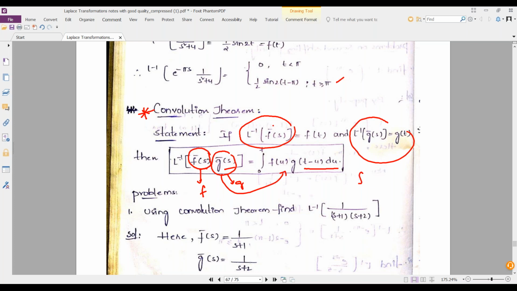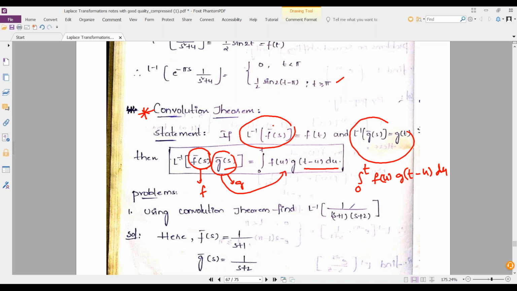Integral 0 to t: the output is always in terms of t, that's the reason the limits are in terms of t. Integral of f of u g of t minus u du, that is the formula. So for example, a problem here; the proof was not there, I think, in the syllabus.